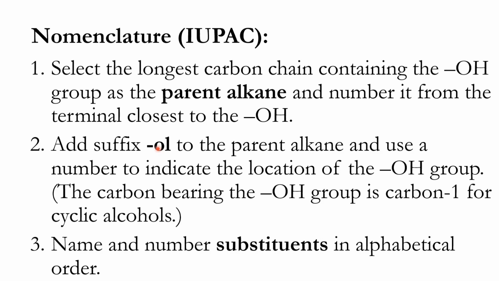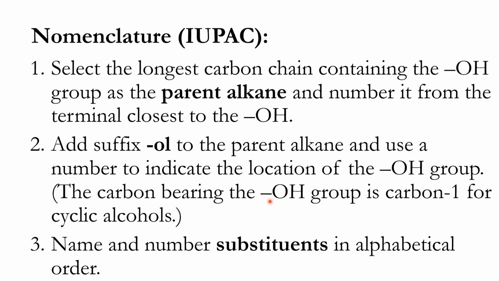So earlier from the previous slide, we have the simplest alcohol methanol derived from methane. So from methane, you remove the last letter E and replace it with OL to make it methanol. So that's how we give the IUPAC name for alcohols. And then the carbon bearing the OH group is carbon 1 for cyclic alcohol. So automatically, if your carbon atoms are in a closed chain, the carbon bearing the OH group is carbon 1, and there may be one or more hydroxyl groups in the cyclic carbon chain.